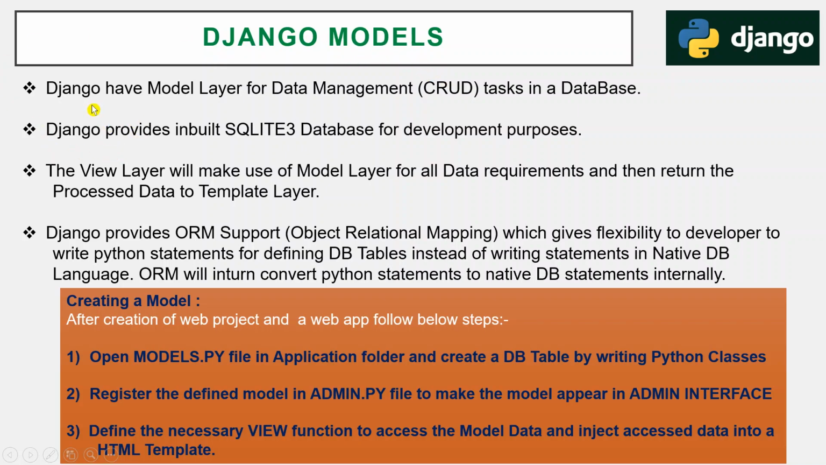Let us discuss. Django has a model layer for data management tasks in a database. Data management tasks, we already know from my MySQL tutorials, means CRUD. Generally, CRUD means creation of a database table, reading the data from the table, updating the data in the table, and deleting the data from the table. These are the common tasks which we are going to perform in the database. These are called data management tasks.